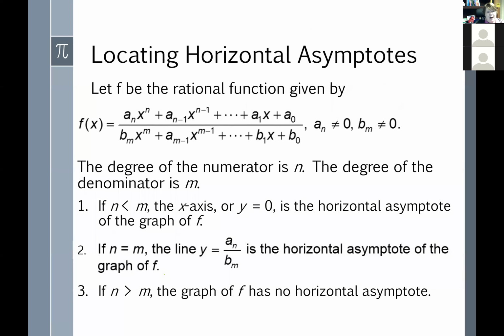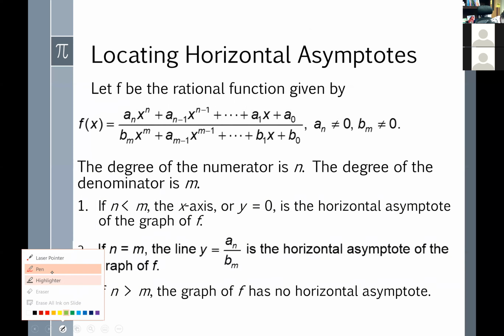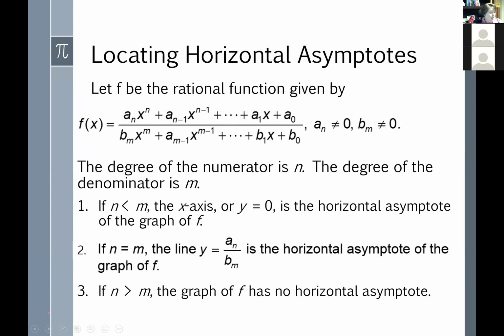Right, how do you find horizontal asymptotes? These are the rules that you have for finding horizontal asymptotes. And these rules are in the notes that I provide for you for chapter 3. So if you go to Blackboard, course content, chapter 3, if you open those notes, you'll see these rules are listed along with a whole bunch of other stuff.